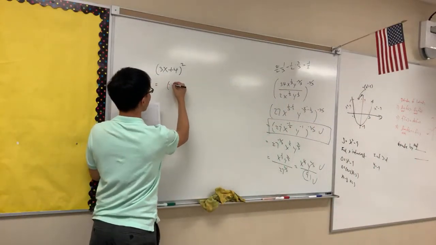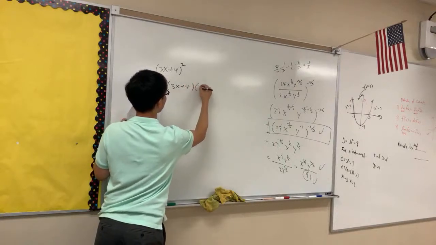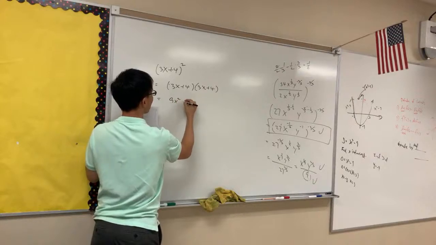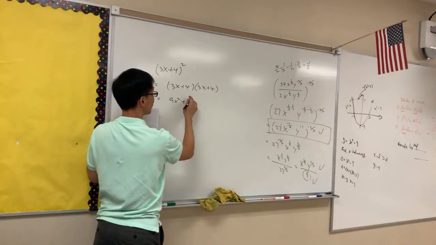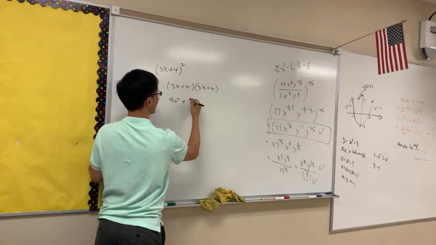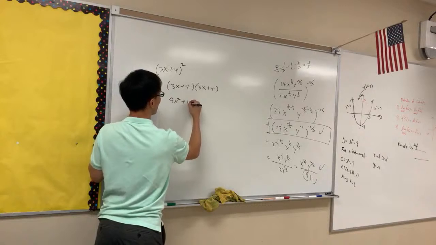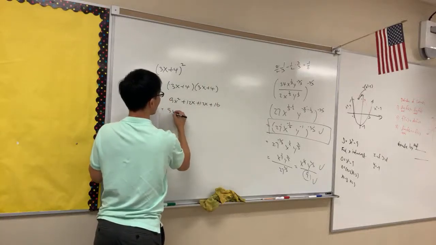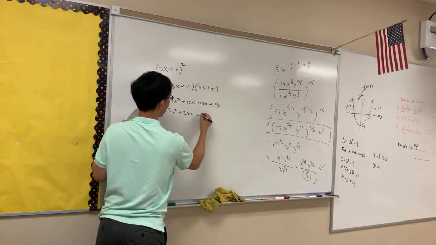Okay, so this one is going to be 3x plus 4 times 3x plus 4. And this one should have 9x squared plus what? Plus what? 12x plus 12x plus 16, right? 9x squared plus 24x plus 16.